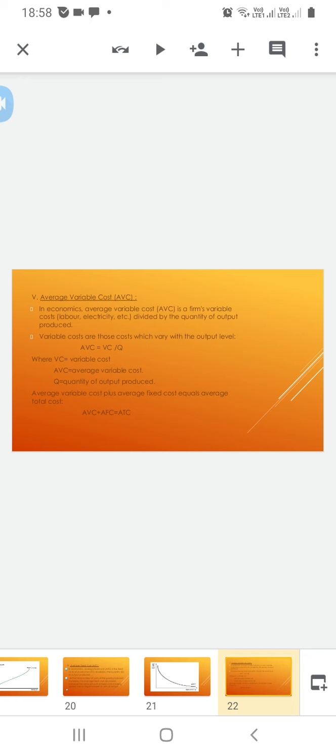Average variable cost. In the initial stage of production, AVC, average variable cost, falls. The fall in AVC continues till the output increases to normal capacity. Thus, the fall in AVC is due to increasing returns.